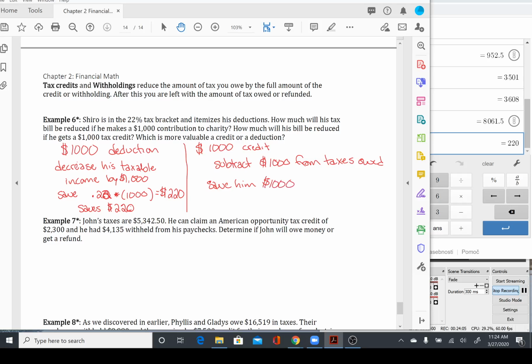So which is more valuable? Which would you rather save, $220 or $1,000? One might argue that it's more valuable to contribute to charity. Mathematically, you would say that the credit is more valuable. Sometimes you'll be given an opportunity when you're doing your taxes to decide if you want to take something as a credit or a deduction. And generally speaking, you want to take it as a credit if what you're trying to do is pay less in taxes for that year.